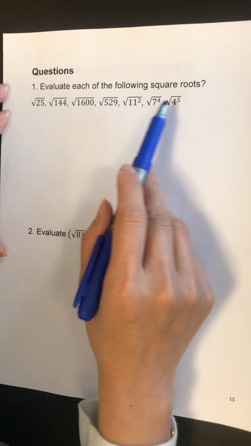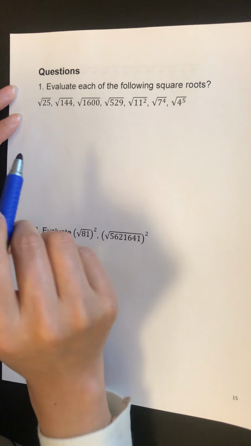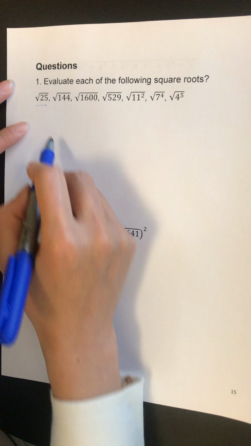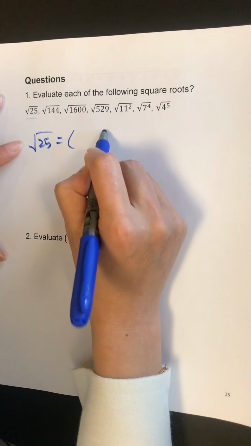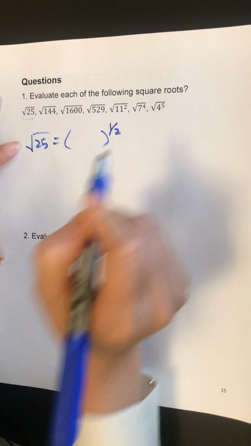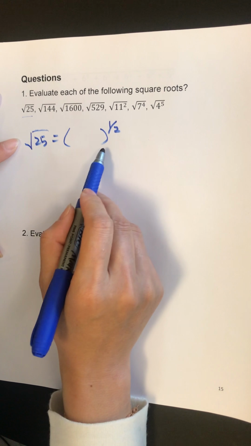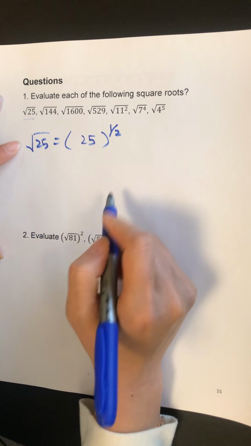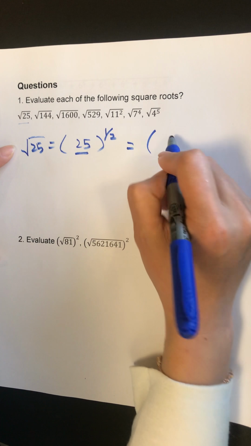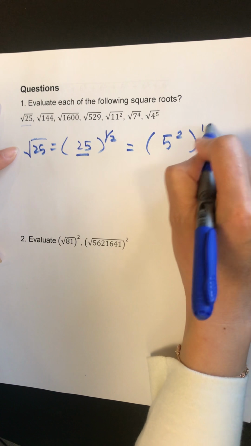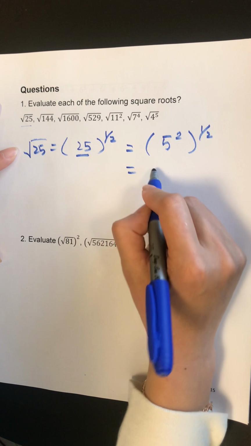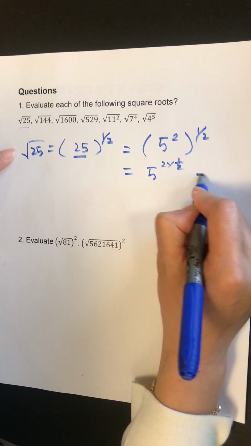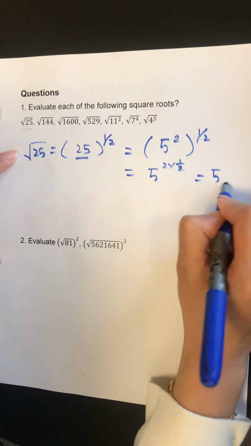Questions. Evaluate each of the following square roots. Okay, we'll use only some of them as an example. For example, this is the square root of 25. As we said, by definition, a square root is some number to the exponent of 1/2. So 25 is inside. We change the base here. The base is 5 squared, and the exponent is 1/2. So we do multiplication in this case, multiplying by 1/2, which would give you a final answer of 5.